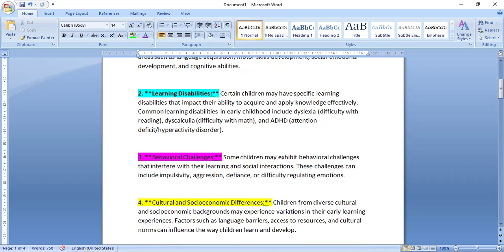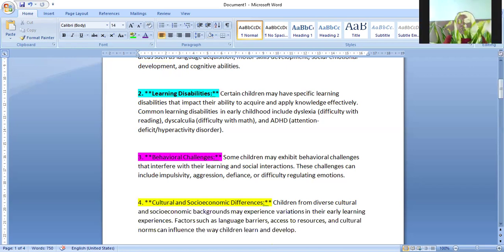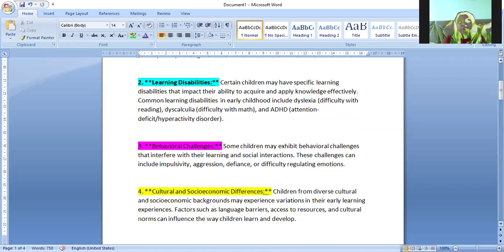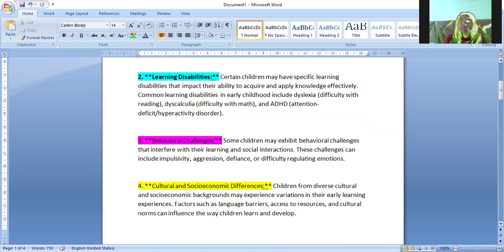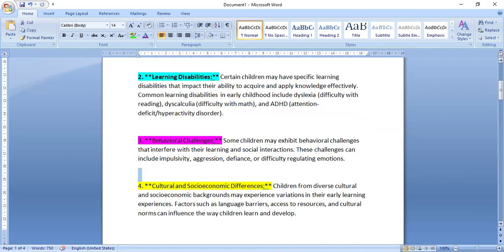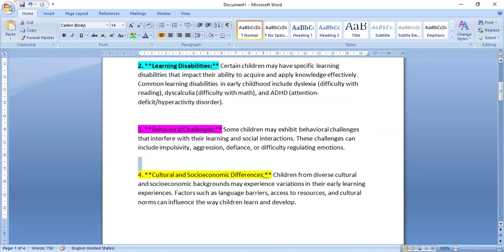Number 4 is cultural and socio-economic differences. Children coming from diverse cultural and socio-economic backgrounds may experience variations in their early learning experiences. Factors such as language barriers, access to resources, cultural norms can influence the way children learn and develop.